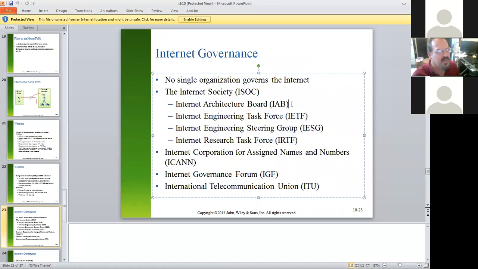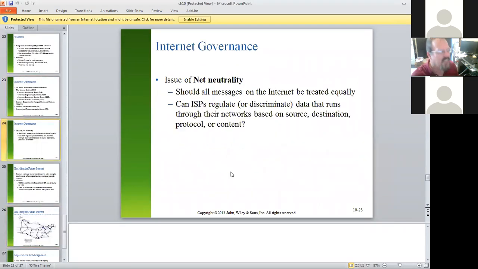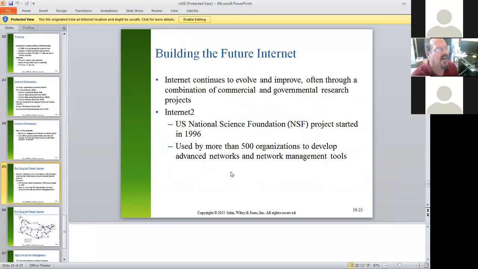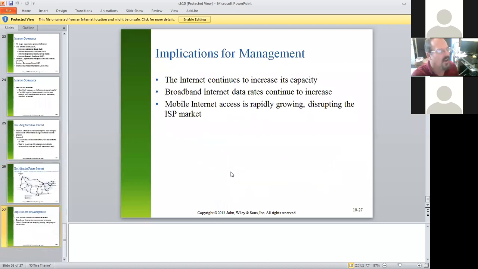There will be questions on test 3 about what each one of these organizations is responsible for and who is allowed to be a member, because some of these can have individuals as members. Others you have to be an internet provider to be a member of, or you have to be a government. And that's pretty much it for chapter 10. There's a couple of other things in it, like the National Science Foundation and what Internet 2 is. But I'll talk about that at the front end of the next class on Monday.